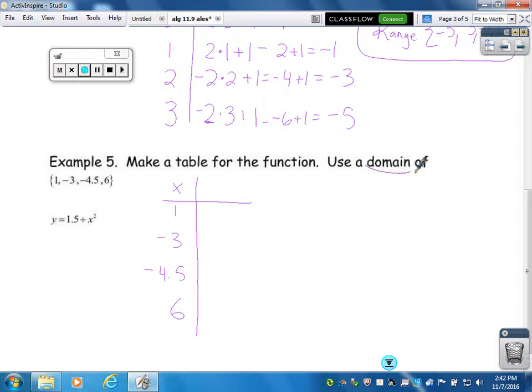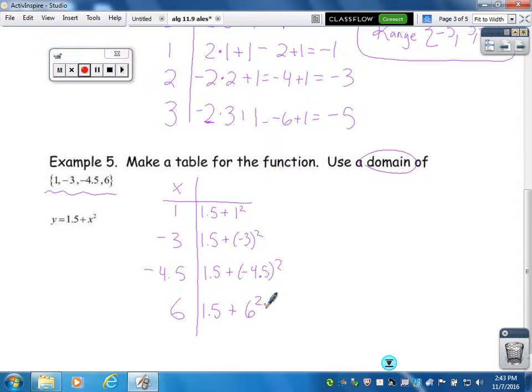So again, I saw the word domain, thought x values, then I saw the set of x values they gave me, made a table just to keep it all nice and organized, and now I'm just going to plug in those x values right here into this function right here. So 1.5 plus, says x squared, so I'm going to say 1 squared. Then I'm going to say 1.5 plus -3 squared. Then I'm going to say 1.5 plus -4.5 squared. And then I'm going to say 1.5 plus 6 squared.